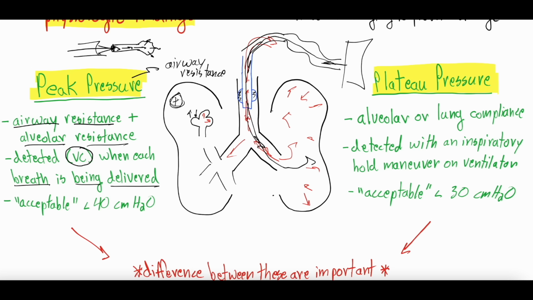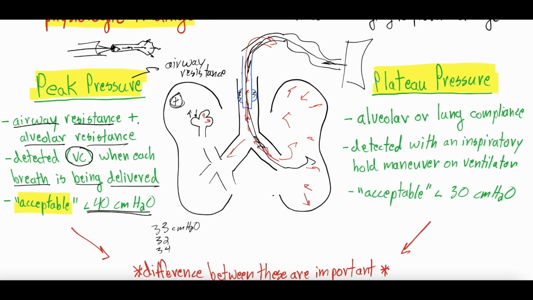Okay, and the acceptable norm, I put acceptable in quotes here because acceptable is not necessarily normal. Acceptable is what we tolerate without getting very concerned and having to adjust the ventilator settings. And the acceptable peak pressure is less than 40 centimeters of water. So when you look at the ventilator and you get this reading, the peak pressure, you're going to get a reading that says X centimeters of water, right? Maybe it says 33 on that breath, 32 on the next breath, 34 on that breath. And these are all pressure measurements, right, in centimeters of water.